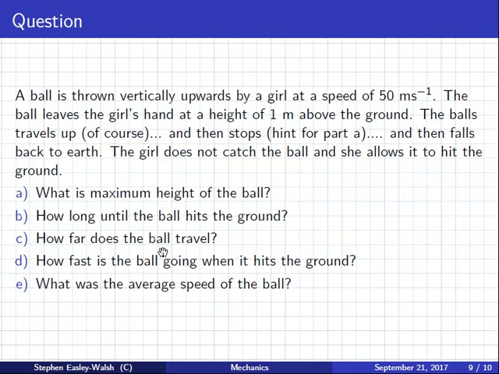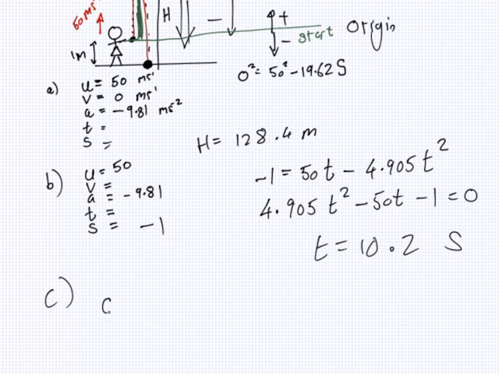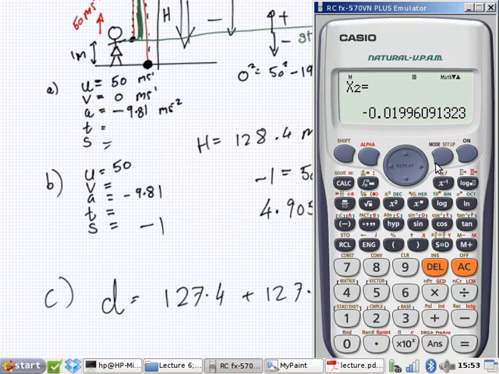Okay, C. How far does the ball travel? Well, that's the distance. That is 127.4 plus 127.4, plus 1. That's 255.8 meters.